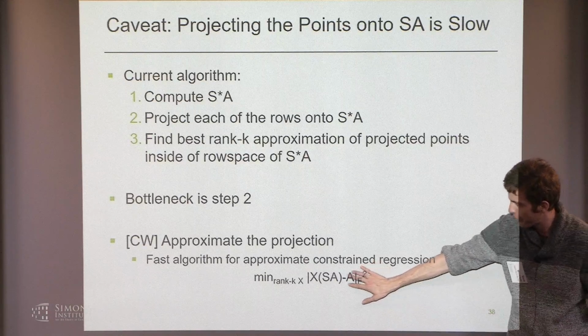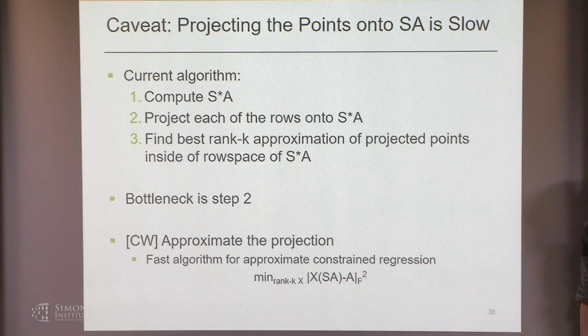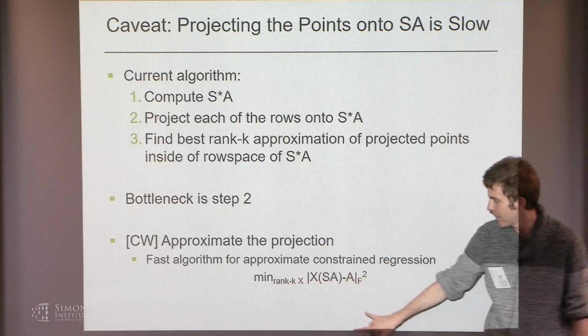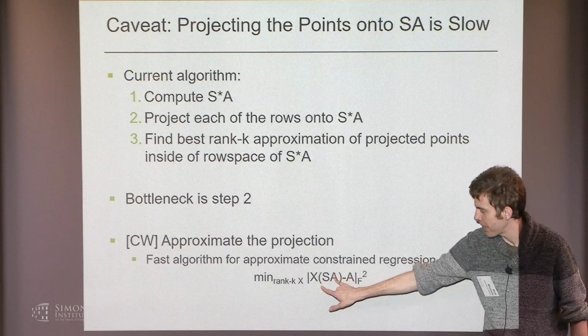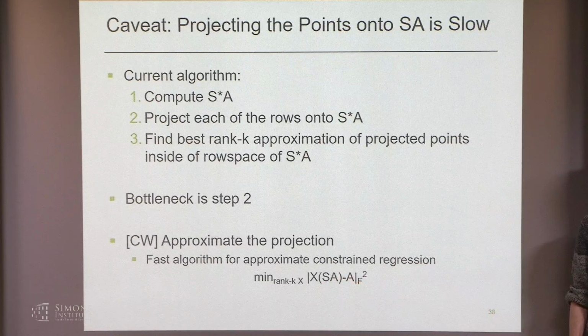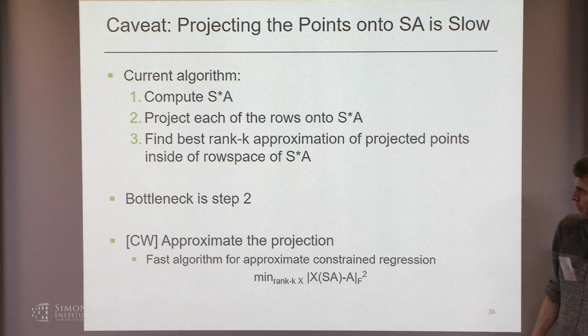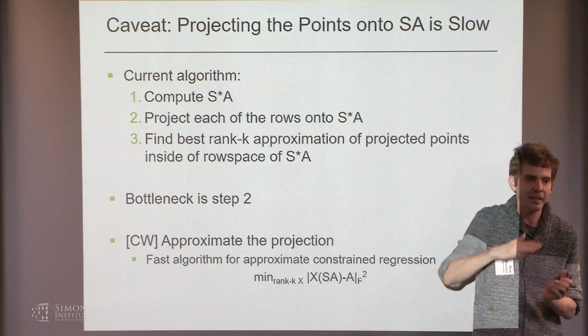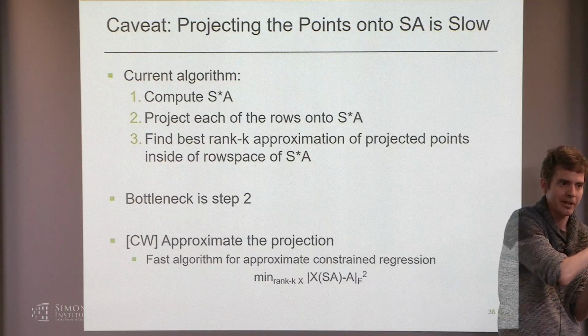I can just write down what the regression problem looks like. It looks like the following form: the min over rank k matrices X of the squared norm of XSA minus A. Why does it look like this? Well, there's an argument that the row span of S times A contains a good solution. I'll get back to that in a moment.